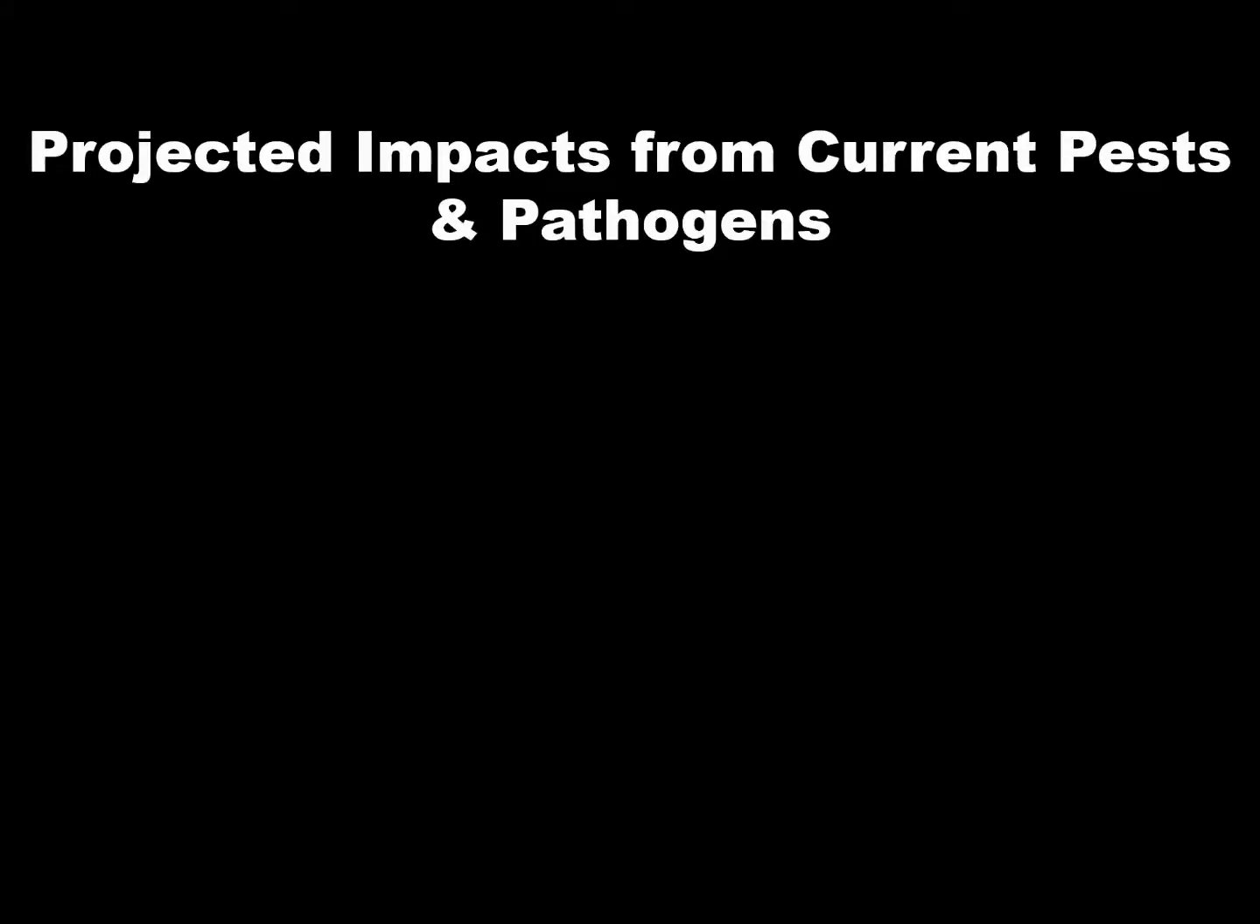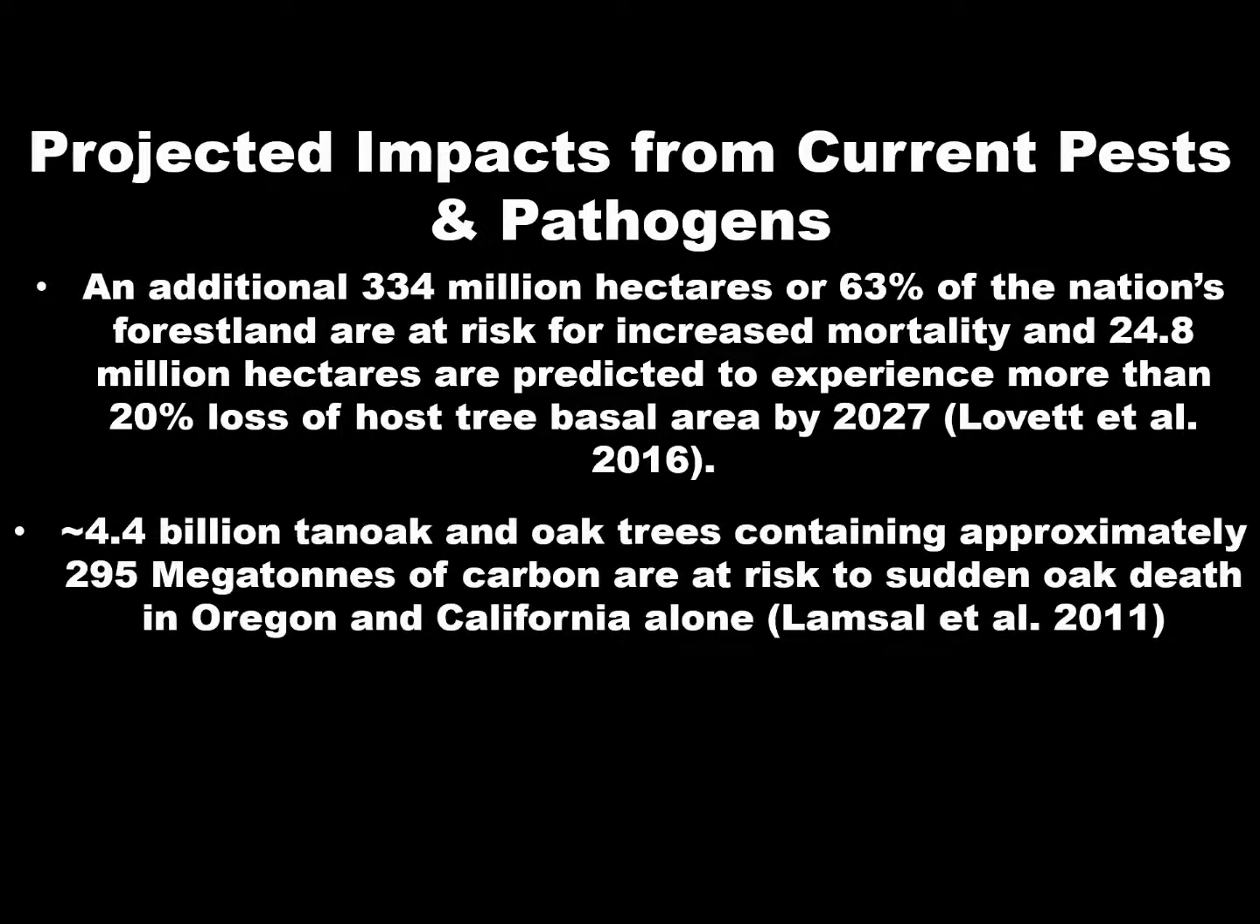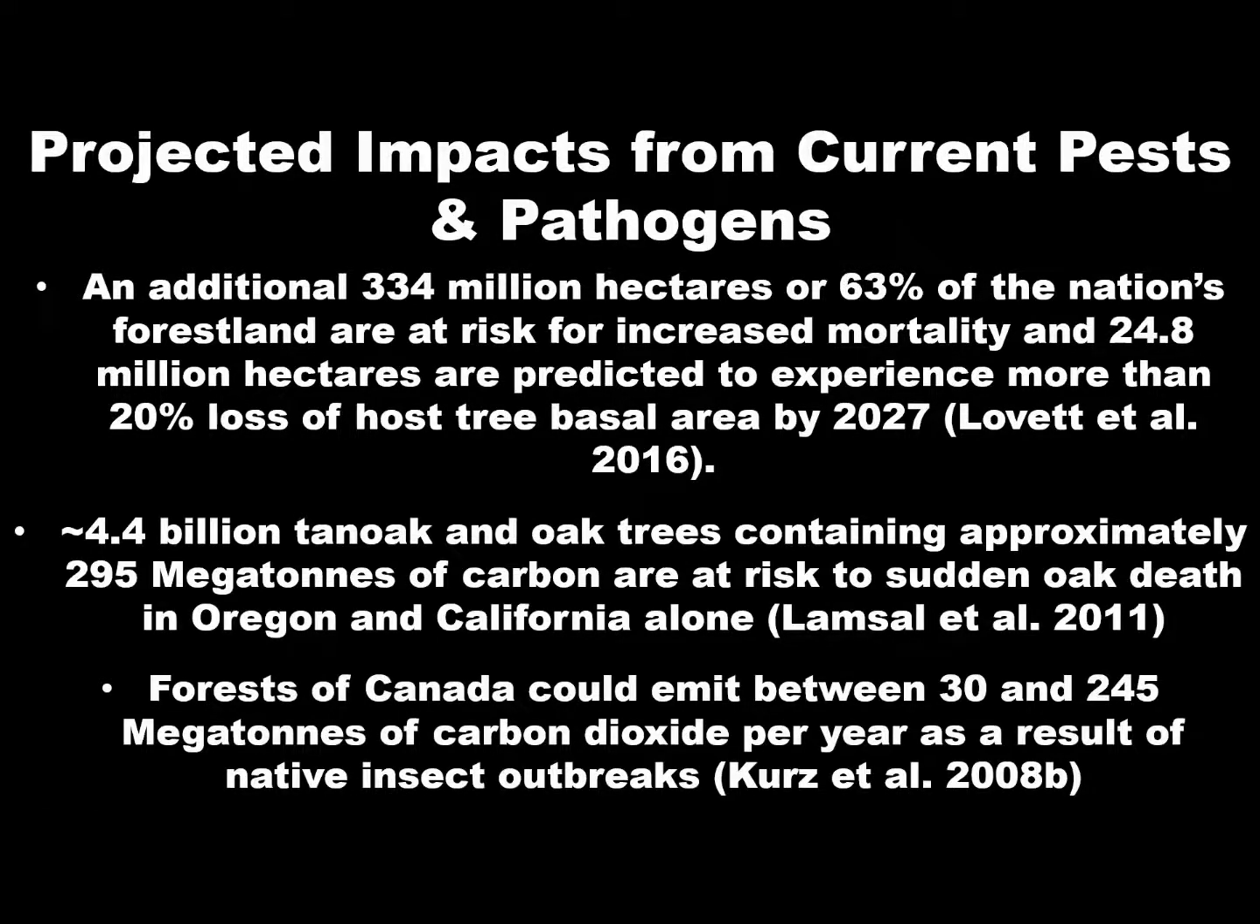What about projected impacts from current pests and pathogens? What can we expect into the future? Based on analysis, an additional 334 million hectares, or 63% of the nation's forest land, are at risk for increased mortality, and 24.8 million hectares are predicted to experience more than 20% loss of host tree basal area by 2027. That was data that came out of the Cary Institute in 2016. Approximately 4.4 billion tanoak and oak trees containing approximately 295 megatons of carbon are at risk to sudden oak death in Oregon and California alone. And forests of Canada could emit between 30 and 245 megatons of carbon dioxide per year as just a result of native insect outbreaks.